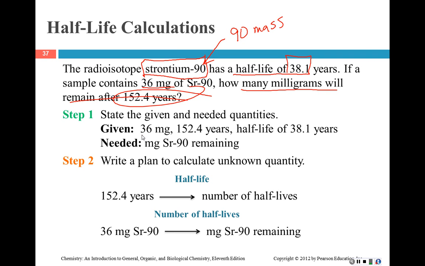What you're given is 36 milligrams to start with. You're given how long it's got, and you're given the half-life in the same units, okay? And what you want to know is how much strontium-90 you're going to have after 152.4 years. So the first thing you have to do is figure out how many half-lives 152.4 years is. Then you take the 36 milligrams and use the half-lives to figure out how much you'll have left after that number.